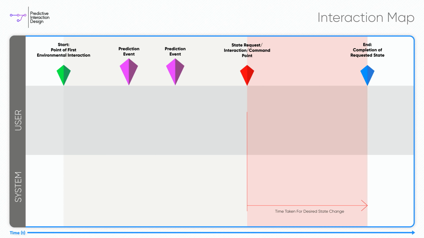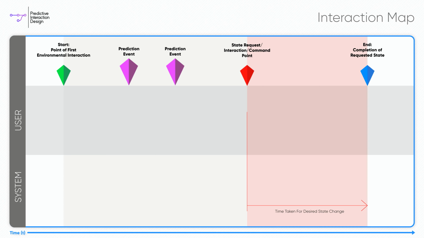Then we've got in purple a couple of prediction events. So these are the things that we measure to then enter an intermediary state for our system. Then in red, we've got the point at which the user actually makes the interaction. And then at the end in blue, we've got the completion of the requested state. So this is the point at which the system has delivered the outcome of what the user has requested. And then in that red box there, we've got the time taken between that interaction and the end of the requested state. Now, this is not to scale in terms of actual time, but this is to better help you visualize the process.